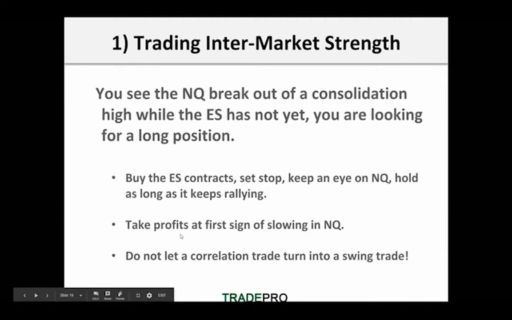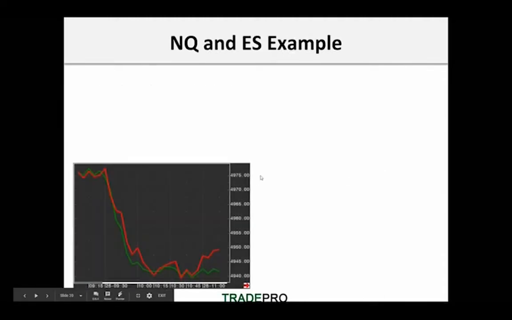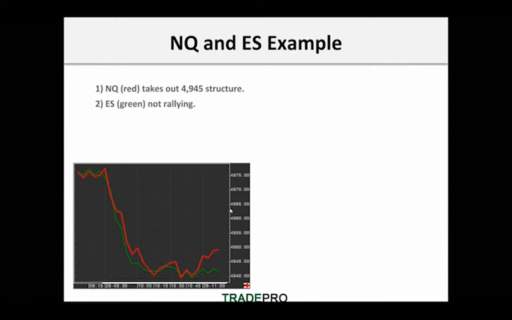All right, so let's look at this trade in action, NASDAQ and ES. You're right most of the time, Milo. Are you profitable then? Let me ask you that. NASDAQ takes out the 49-45 structure. And what ends up happening is NASDAQ, the red line, breaks out to the upside.